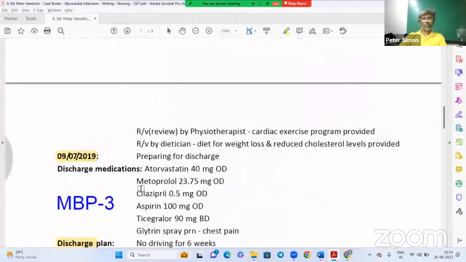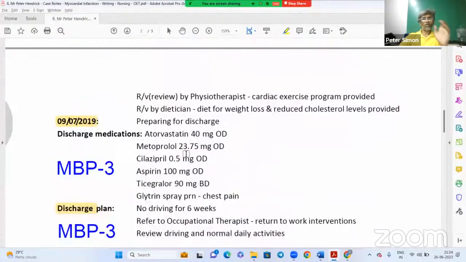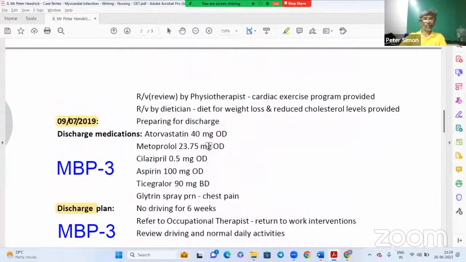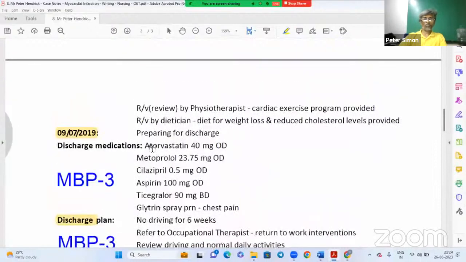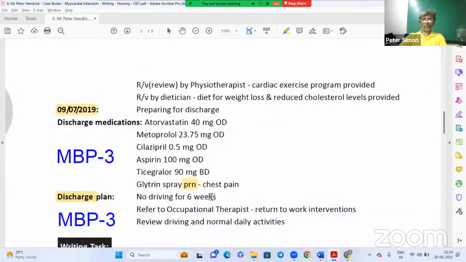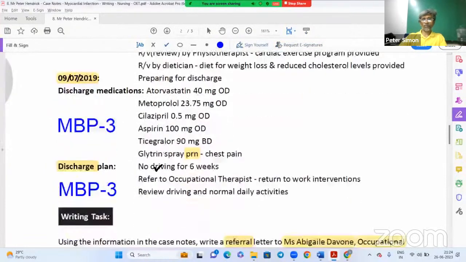Next, discharge medications. So upon discharge, these medications are given. The current medications on discharge include these things. Glitrin spray as required. PRN stands for as required. For chest pain, if chest pain persists, glitrin spray is recommended as required. No driving for 6 weeks. So which are important, those you can write.